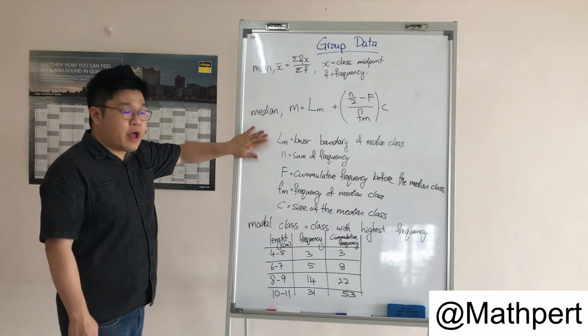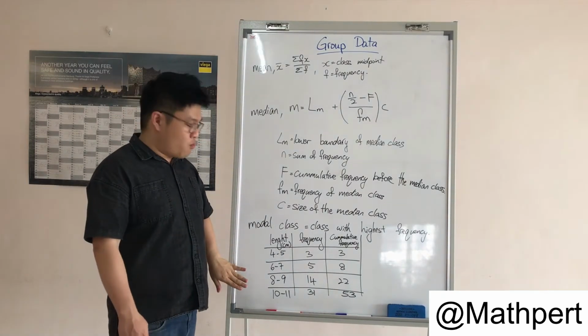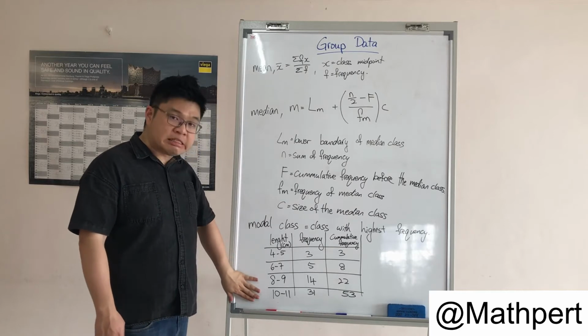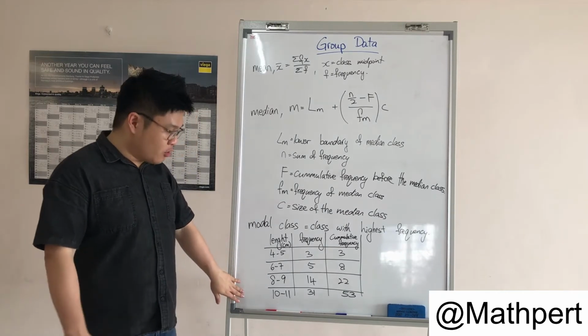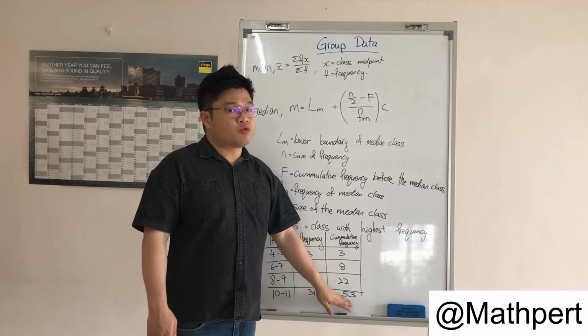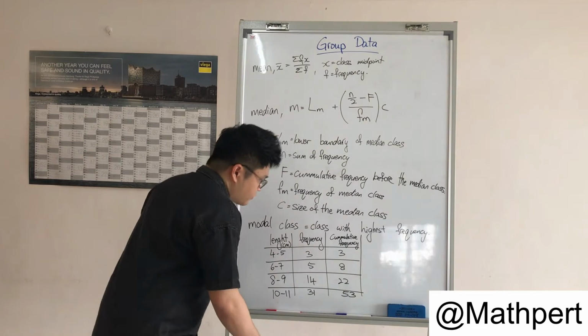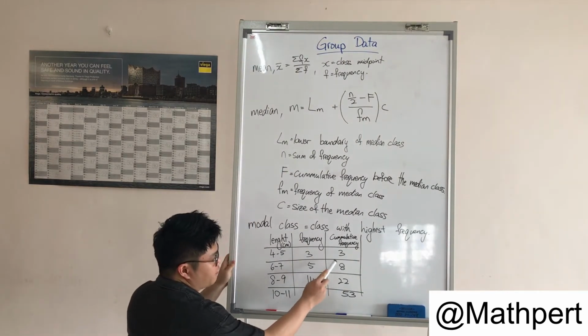Before we look for Lm, the lower boundary of the median class, we find out which one of these is the median class. So 53 divided by 2 is 26.5, right? 26.5. Take a look at this cumulative frequency.